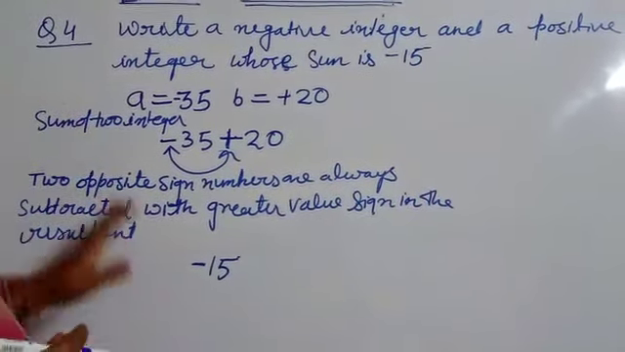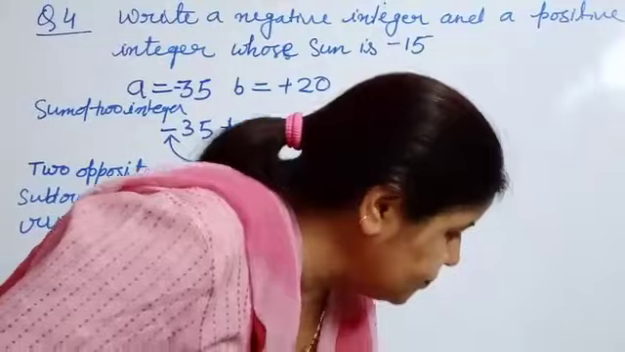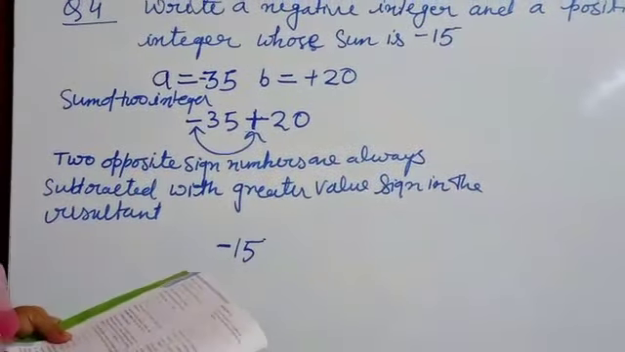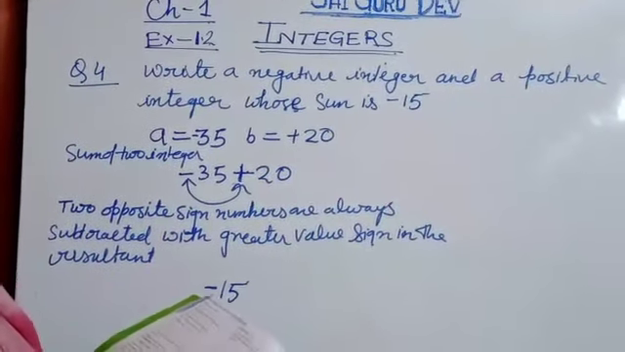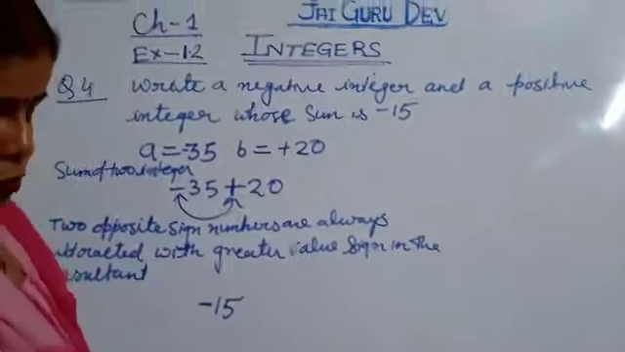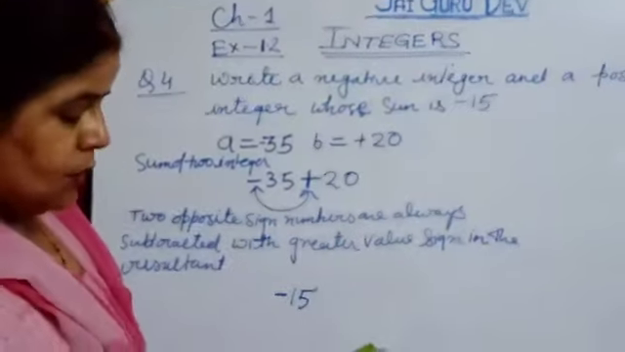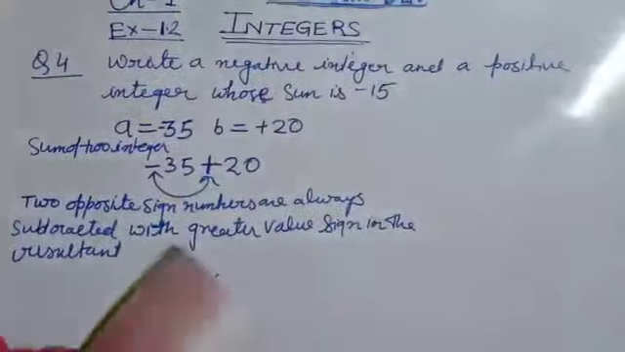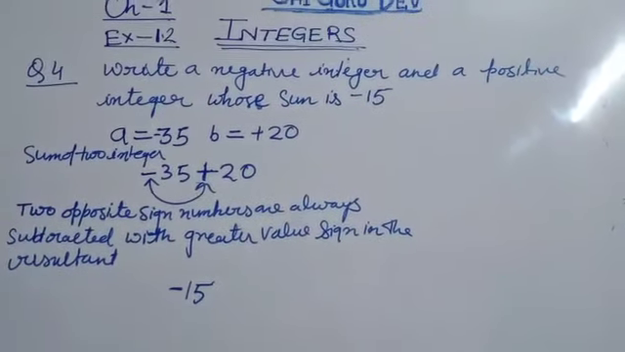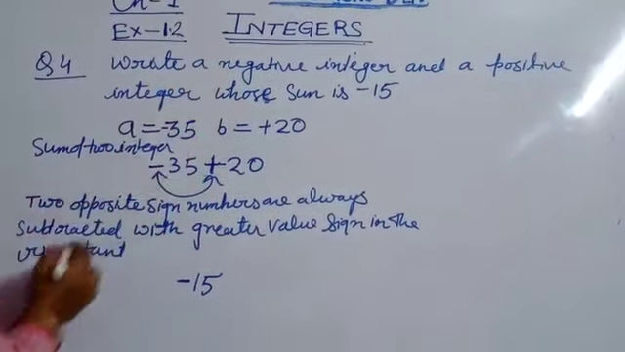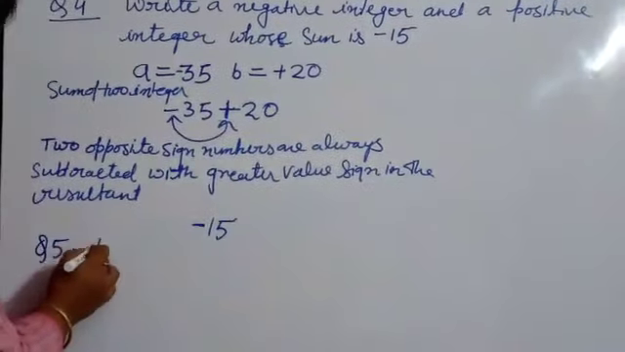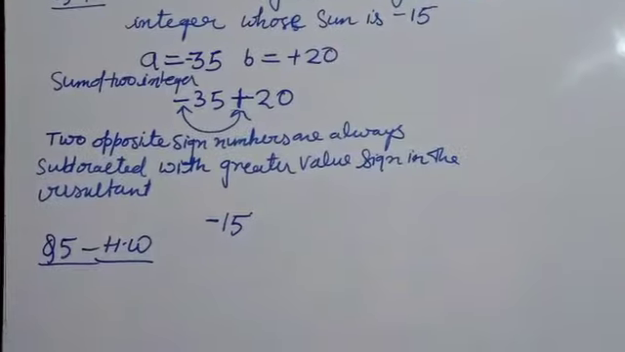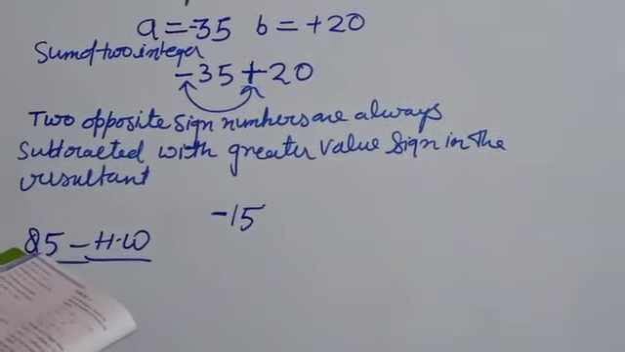Now I am moving to the next question. Question number 5: write a negative integer and a positive integer whose difference is minus 40. I am leaving this question for your homework, so you will search the answer yourself. Question number 4 is done; question number 5 will be your homework. Now we are moving to question number 6.